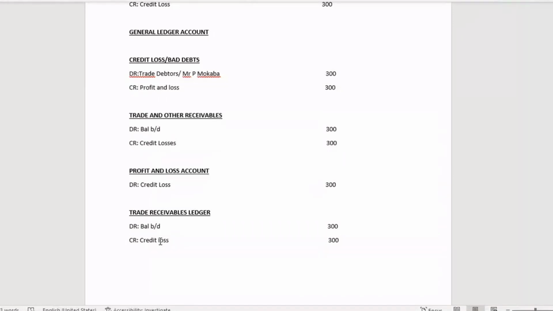And then you're going to have the trade receivables ledger. Remember, the trade receivables ledger is actually for that specific debtor. So your balance brought down will be 300 Rand. And then you credit the credit losses with an amount of 300 Rand as well.